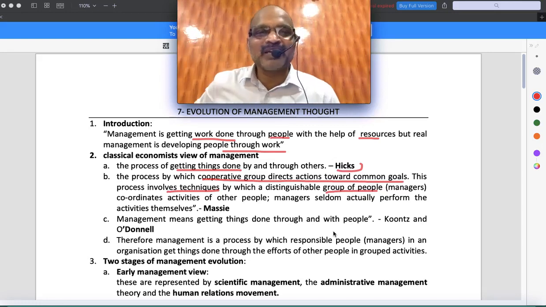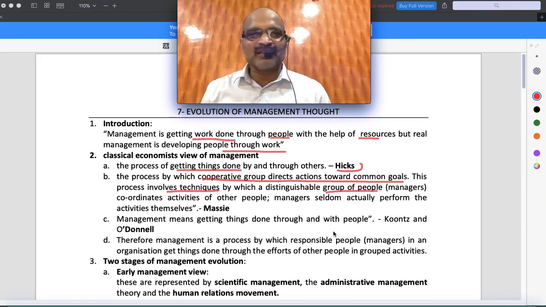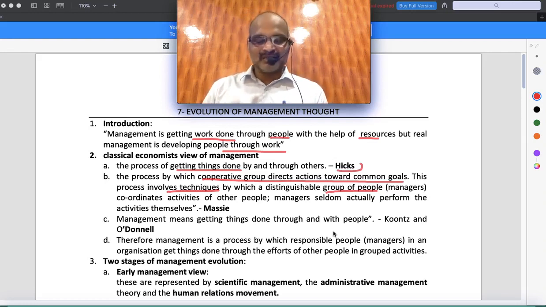So what is management? Finally, tell me. Management is all about getting things done with the help of people. Management is all about conducting activities with the help of the resources available. Management is all about conducting activities with the help of a group of people, with the help of techniques, and with the help of coordination, right? So there is coordination, there are a group of people, there are various techniques, etc.